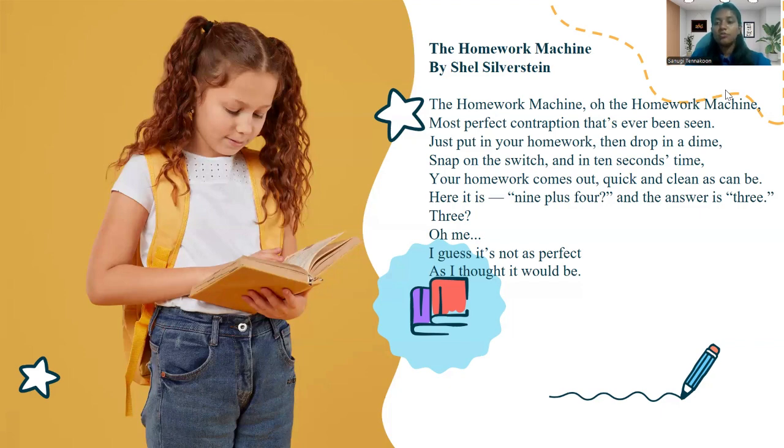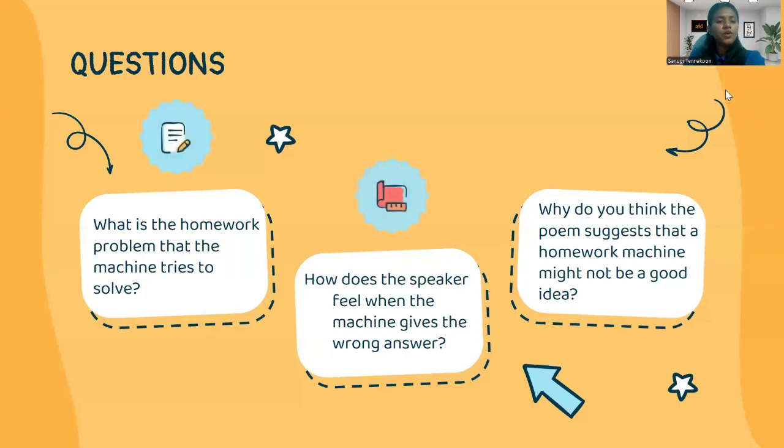Let's move on to some questions on this poem. The first question: what is the homework problem that the machine tries to solve? It's a math problem. The problem is 9 plus 4, but it gives the narrator the wrong answer. The second question: how does the speaker feel when the machine gives the wrong answer? The speaker feels surprised and disappointed because the machine did not provide the correct answer.